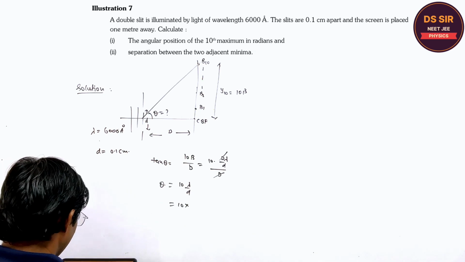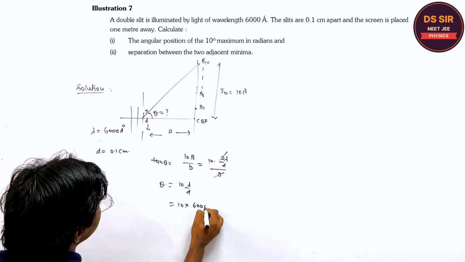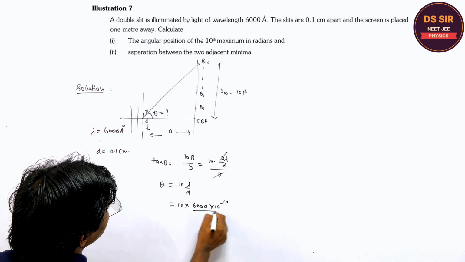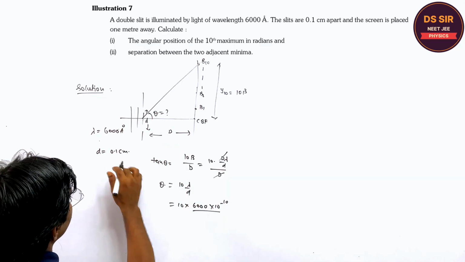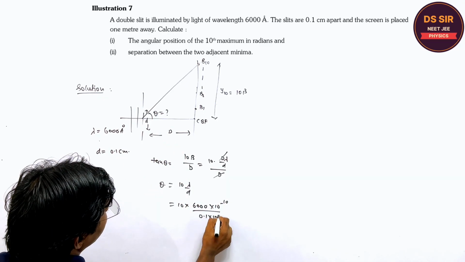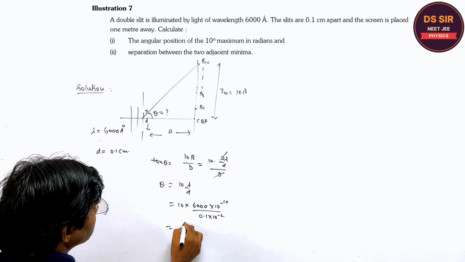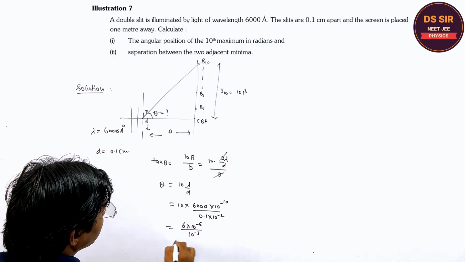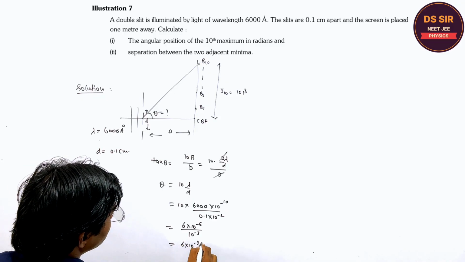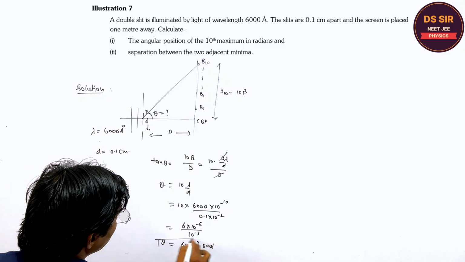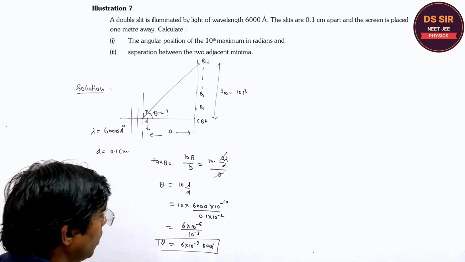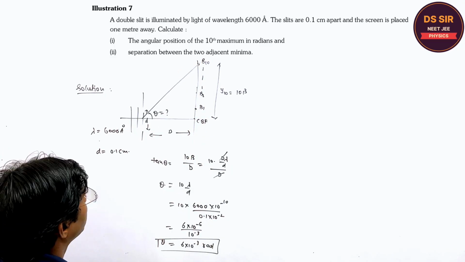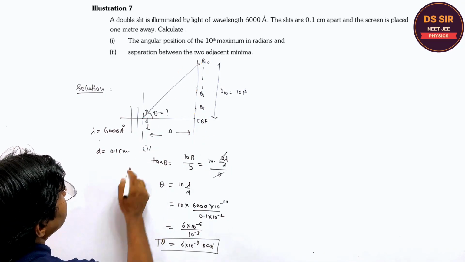Lambda, what is the wavelength? 6000 into 10 to the power minus 10. What is the distance d? 0.1 into 10 to the power minus 2. Right, 10 into 6 into 10 to the power minus 7 divided by 10 to the power minus 3. 6 into 10 to the power minus 3 radian is the angular position of the 10th maximum. So this is the first part.